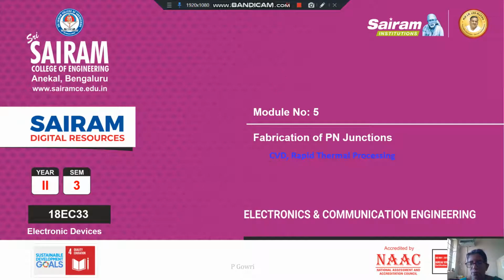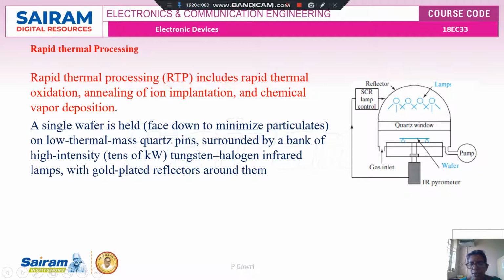Welcome to the third video on module 5, that is fabrication of PN junctions. So in the previous two videos we have discussed three processes: thermal oxidation, followed by diffusion and ion implantation. Thermal oxidation is a process in which the silicon wafer is converted to silicon dioxide, and similarly we have seen that ion implantation and diffusion are the processes in which we add impurities, that is, the doping process happens.